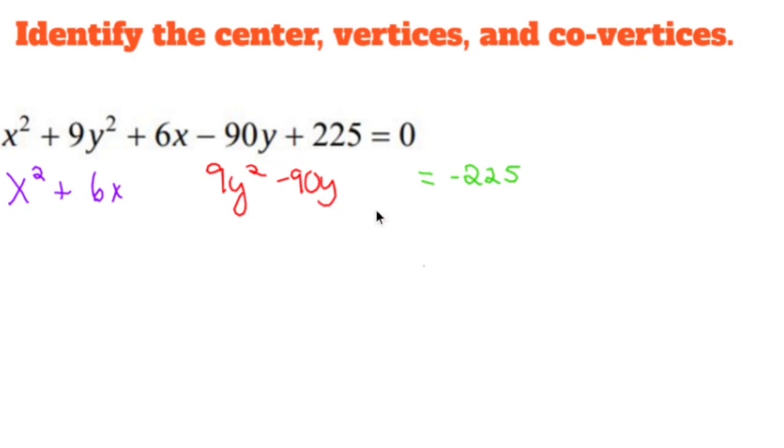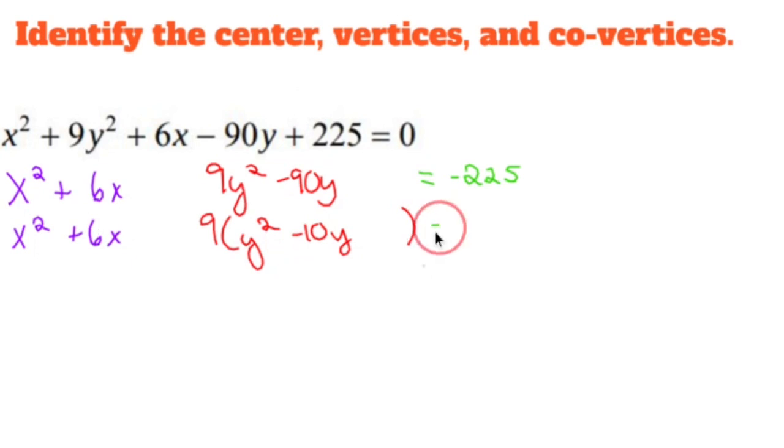Before I go any further, let's do this. In order for me to complete the square, I really want nothing in front of y squared. So let's rewrite this and factor out a 9 so that, for the moment, we can pretend there's nothing in front of y squared. So this becomes 9 times y squared minus 10y, leave some space, set that equal to negative 225.